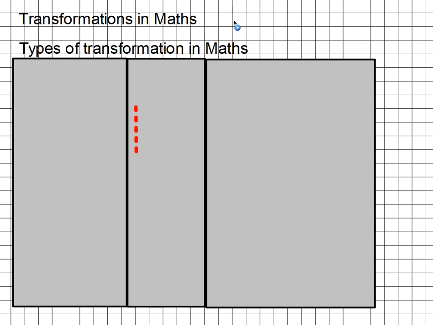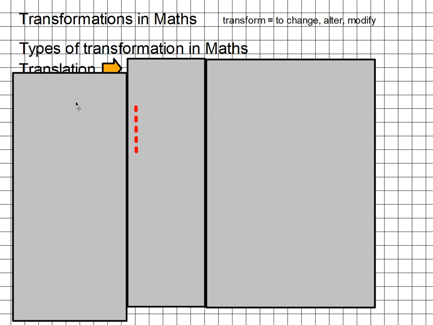Let's first look at what we mean by transformations. Well, transformation in English just means to change, alter or modify. And in maths, it's the same. We transform or we change or alter a shape or a graph. So what are the types of transformation in maths?